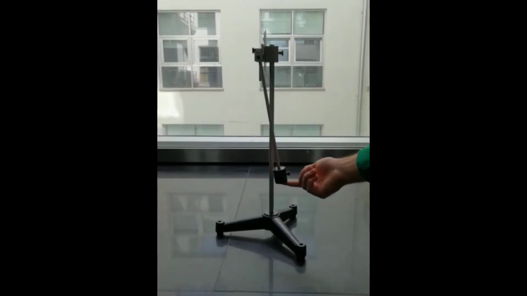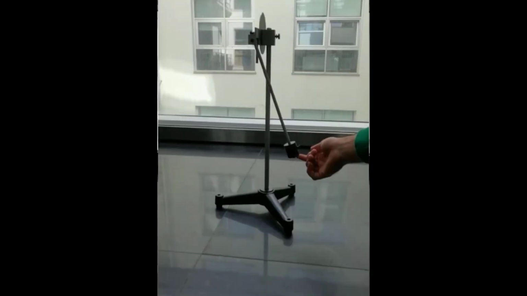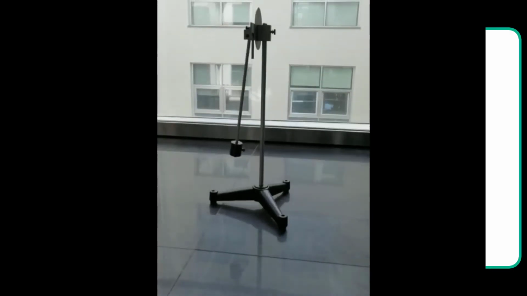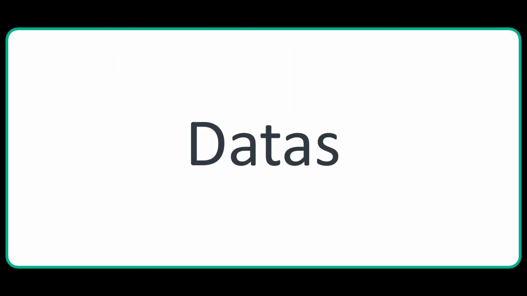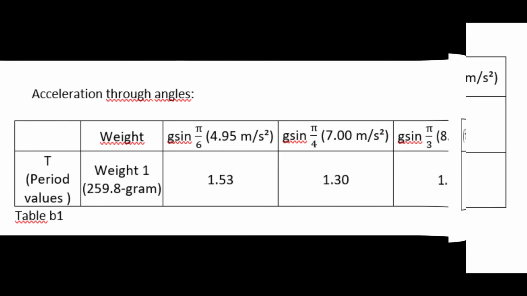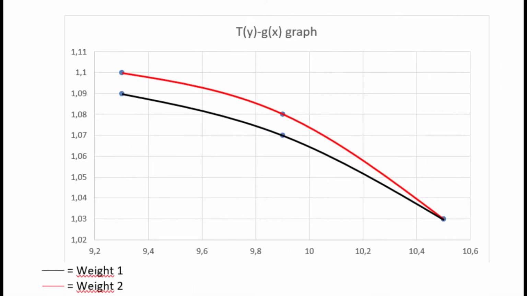I calculated the periods in the elevator while accelerating both upward and downward. I measured the periods by examining the recorded videos. In order to compare data, I created tables and graphs. Changing the weights slightly affects the results because of air friction.